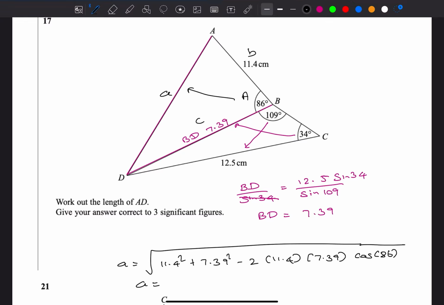13.1 to 3 significant figures. Yeah. The area is technically 13.1. Okay.